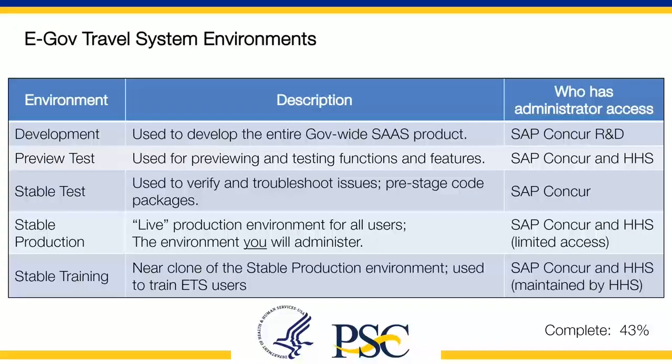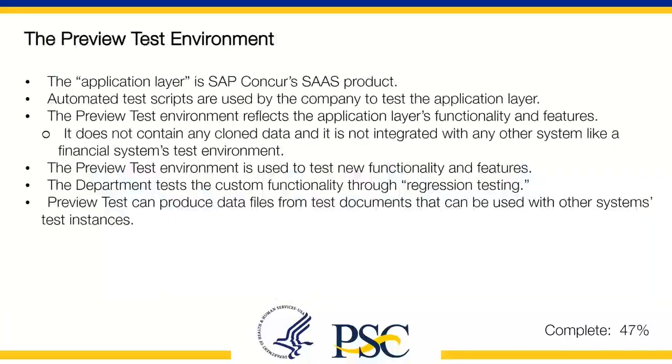The stable training environment is a near clone of the stable production environment, used to train ETS users. Access is granted to SAP Concur and HHS. HHS maintains this environment. The application layer is SAP Concur's SaaS product. Automated test scripts are used by the company to test the application layer.